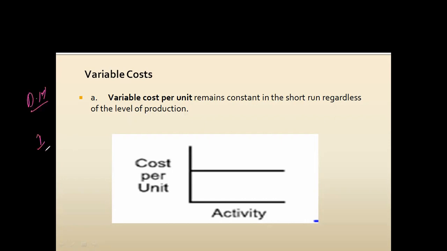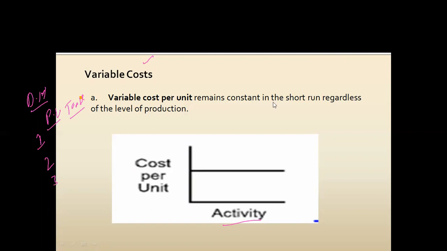Either you produce one unit, two units, three units, it will remain the same on a per unit basis while changing in total only. See here the graphical presentation for the variable cost. Here on the x-axis we have activity, the number of units produced, and on the y-axis we have cost per unit. It is giving us a straight line graph, meaning cost per unit remains the same. Variable cost per unit remains constant while it is changing in total.